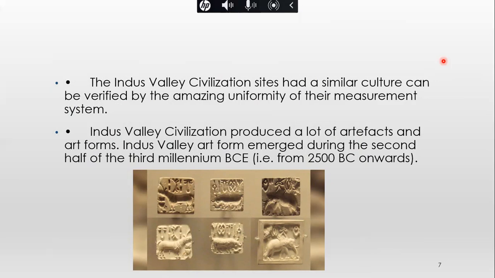Secondly, the Indus Valley civilization produced a lot of artifacts and art forms. The Indus Valley art form emerged during the second half of the 3rd millennium. All right. So if we go through the artifacts, we come to know that usually the leftovers would consist of arts.